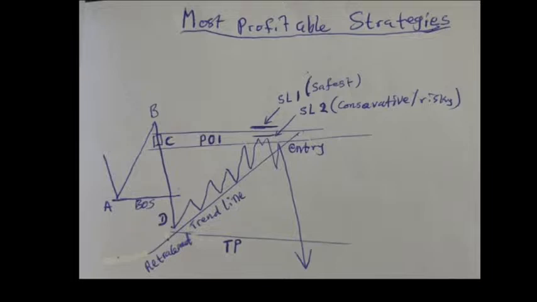Now, how do I get my entry confirmations? Number one, I want to wait for price to break my trend line. Once it has gotten to my point of interest, I want to wait for it to come back and break my trend line. Secondly, I will scale down to a lower time frame like the 5 minute or 1 minute time frame. When I get there, I want to spot out the lower time frame substructures that it has created after it got to my higher time frame point of interest.